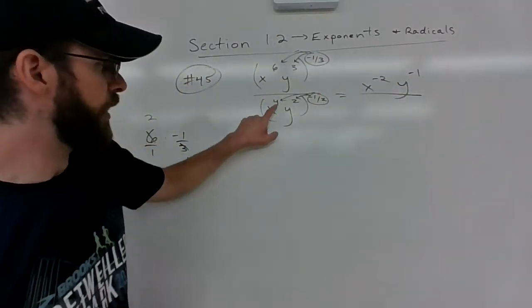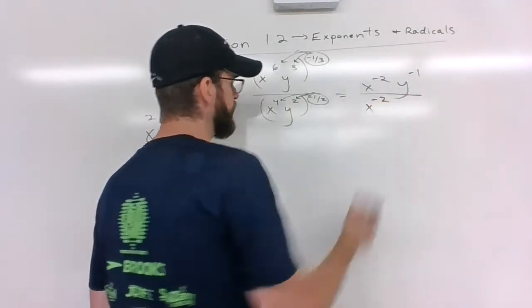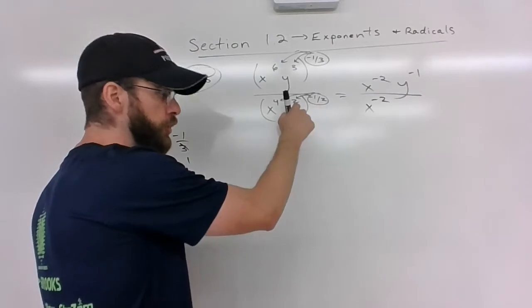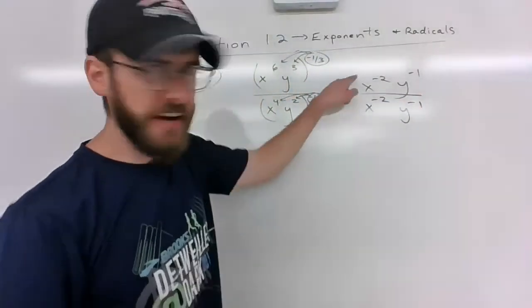And then they're asking what 4 times negative half is. Well, half of 4 is 2. It's x to the negative 2. And y, half of 2 is 1, and it's a negative. Oh, anything divided by itself is 1.